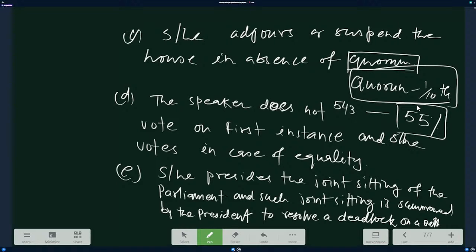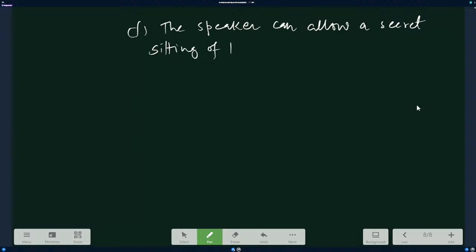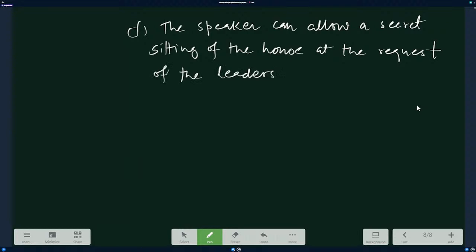Now the Speaker can allow a secret sitting. F: The Speaker can allow a secret sitting of the house at the request of the leader of the house.